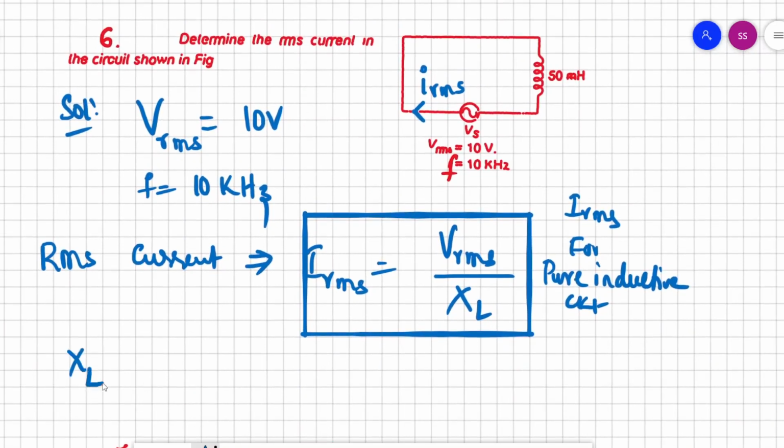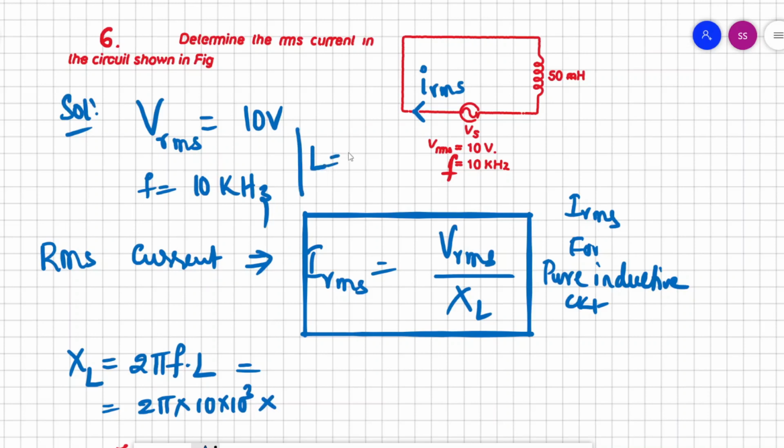For that we need to find XL, the inductive reactance of the circuit, that is 2 pi into f into L. So 2 pi, the frequency given is 10 into 10 power 3 Hz, into the L value, which is also given, that is 50 millihenry, that is 50 into 10 power minus 3 henry. Let us substitute those values. So XL will come to 3.141 into 10 power 3.